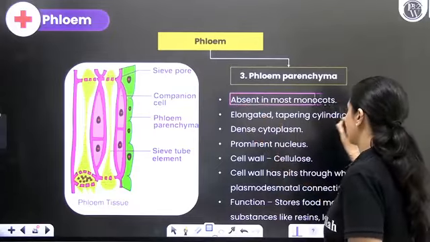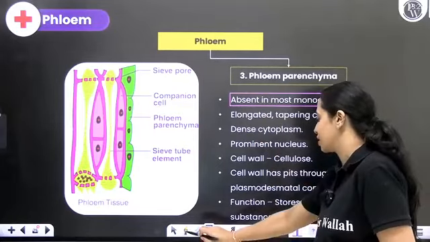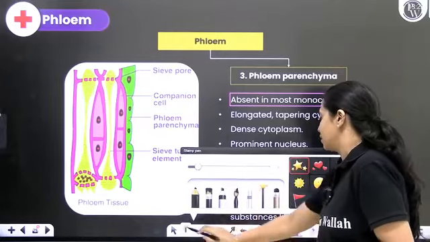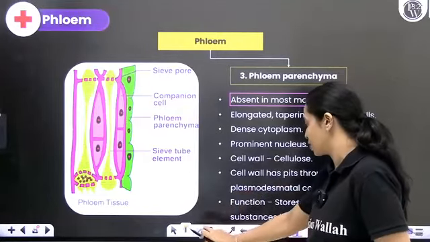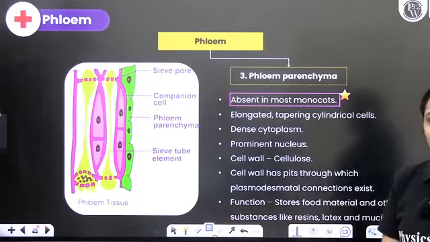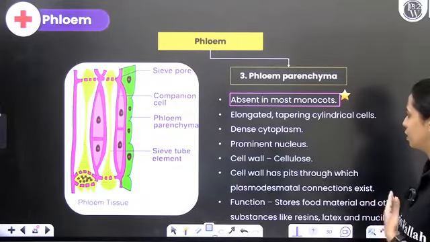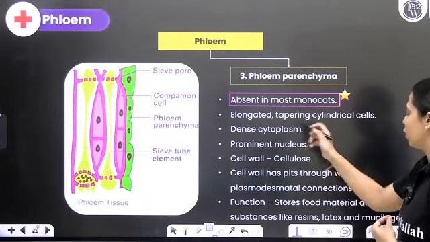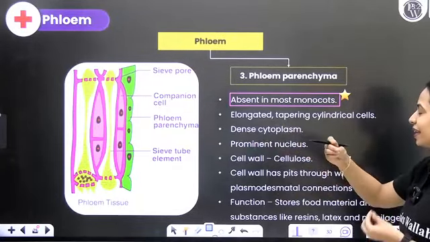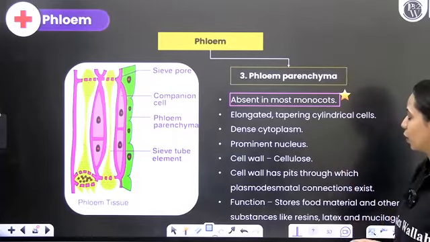Phloem parenchyma is absent in most monocots. Important point again. Okay, it's absent in most monocots. What is parenchyma? They are cells which have thin walls. Over here, the cells could be long and tapering, or they can be cylindrical also.